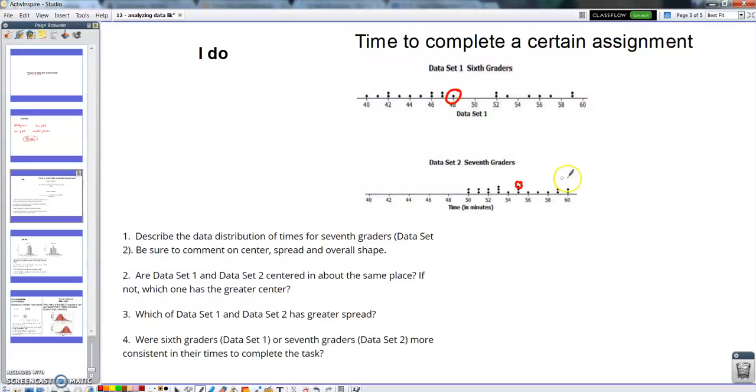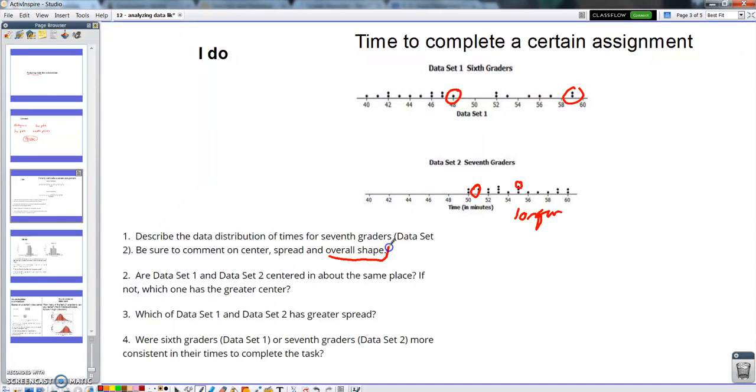I would guess in general that it's just taking 7th graders longer, because the middle is so much higher. On average, not every single one, obviously. These two 6th graders took longer than these two 7th graders. But in general, the middle 7th grader took longer than the middle 6th grader.